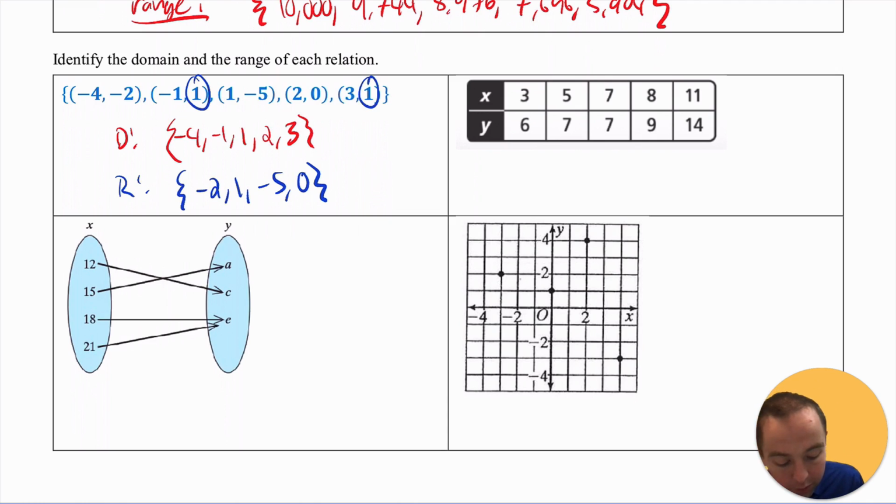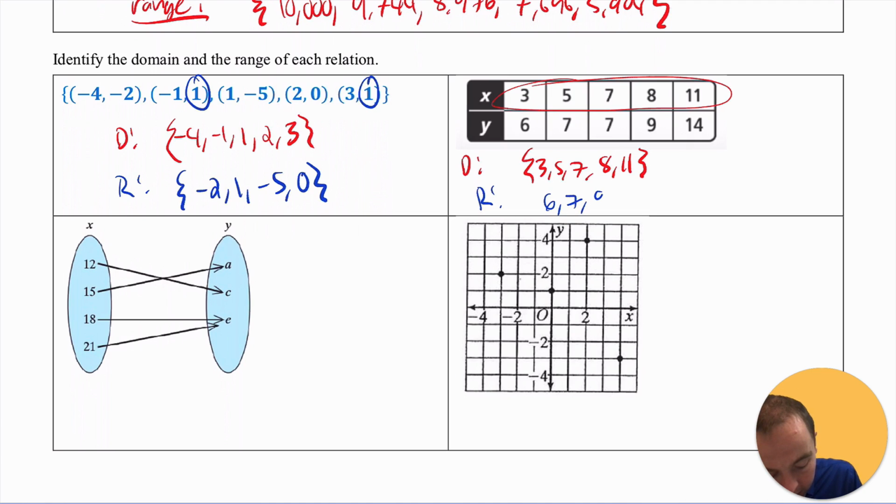All right, from a table, pretty clear here, because you just have 3, 5, 7, 8, 11 as the x coordinates, obviously going to be the inputs, so that gives you the domain of that relation. And then for the range of that relation, it's going to be the set of all the outputs. Notice again, you've got a couple of elements that are the same within the range set right there, so you only need to write that 7 once.